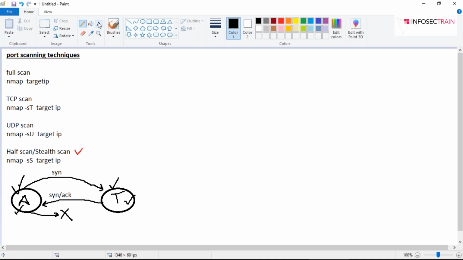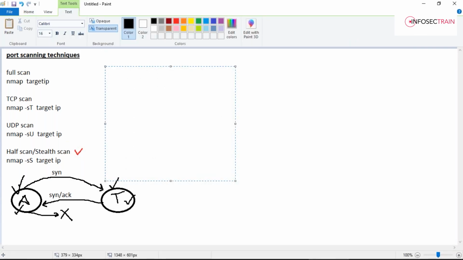Then we have next, guys, that is known as Xmas scan. All right. We have another scan. See, guys, I'm telling you all the scans, again, the same scenario. If one scan will not be working, you can go to another scan. That's why I'm explaining all of these scanning methods.